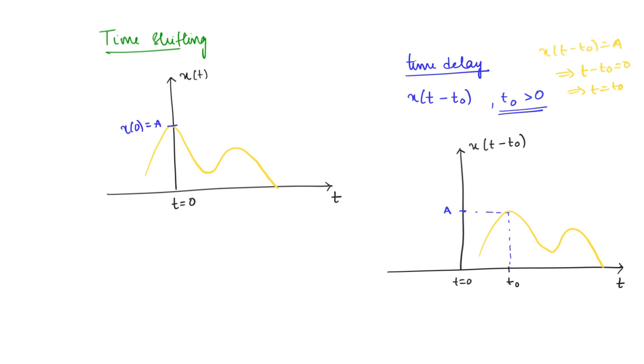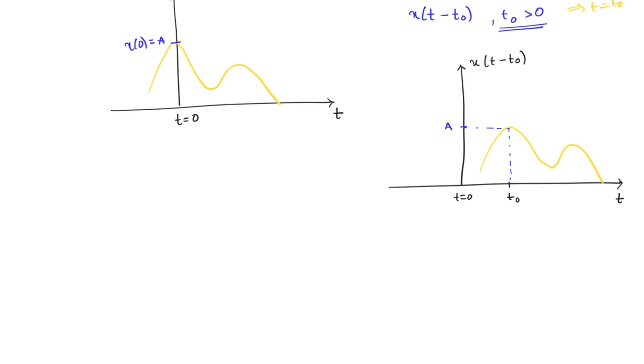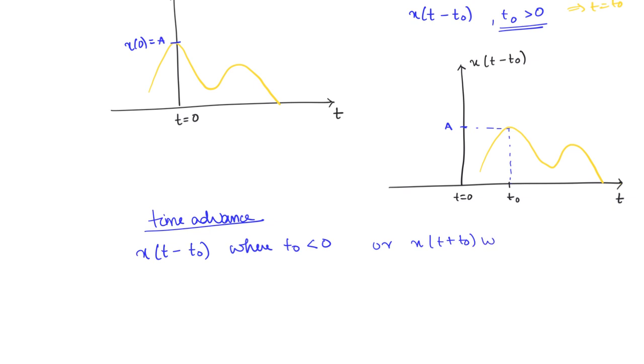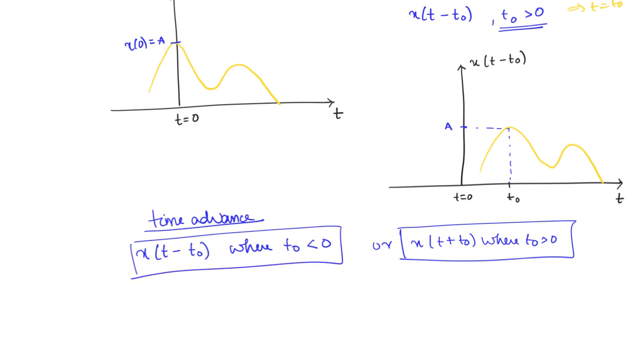Now what about the advance version? When there is a time advance, then it is going to be x of t minus t naught, where t naught is less than 0. And in some books, you will also see it as x of t plus t naught, where t naught is greater than 0. So either of them is right. Both of them mean the same thing only.